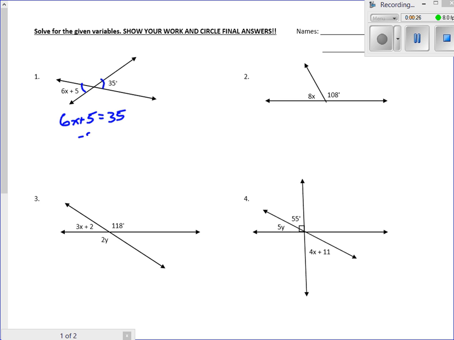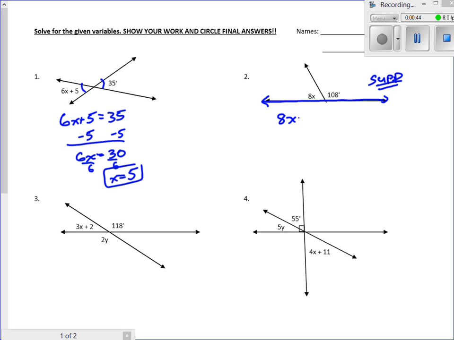And so to solve this, subtract 5 from both sides. So 6x equals 30. And if I divide both sides by 6, it tells you x equals 5 for number 1. Here in number 2, here's this example where those two angles together form a line, or what we could call supplements. So that tells you 8x plus 108 equals 180. So subtracting 108 from both sides, that tells you 8x equals 72.